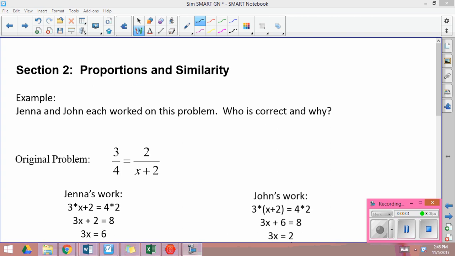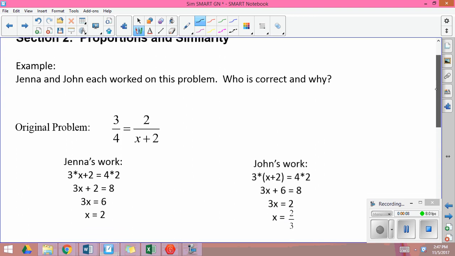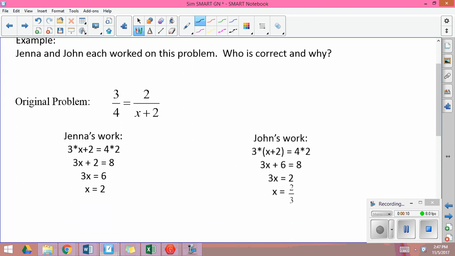We're going to start this section with a little algebra review about proportions. Here's a very classic error that kids make a lot. John and Jenna have each worked a problem, and one of them has made a mistake and one of them has done it correctly. Go ahead and pause the video right now, see if you can identify where they made the mistake and what would prevent you from making this mistake.